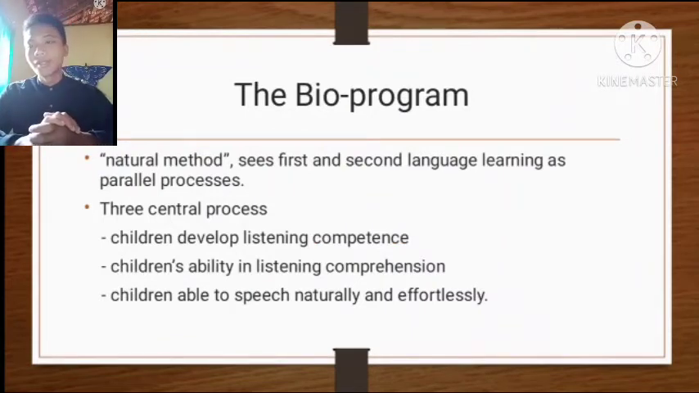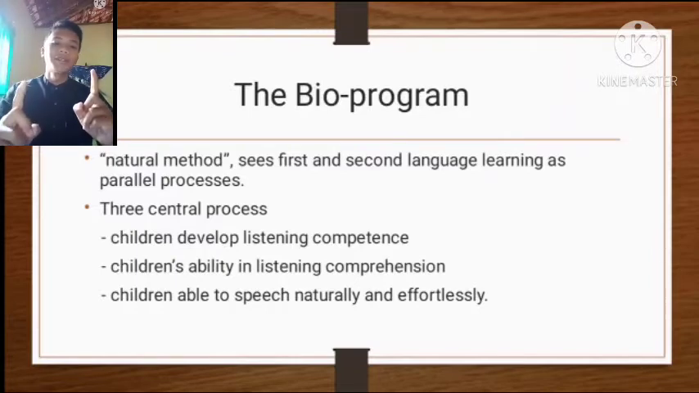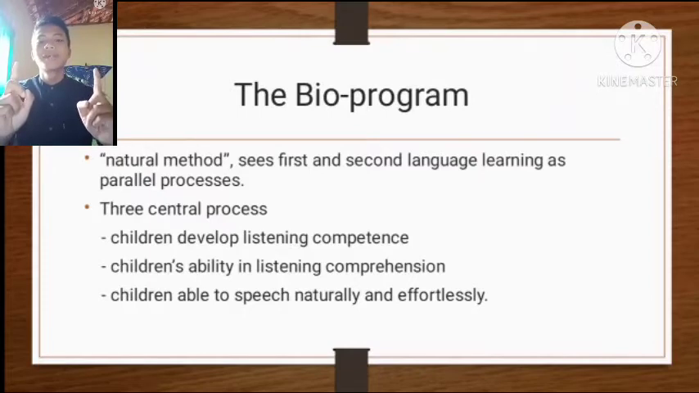Okay, the bio-program, we call it the natural method, sees first and second language learning as parallel processes. The meaning is, the first language learning and second language learning have a connection between them.